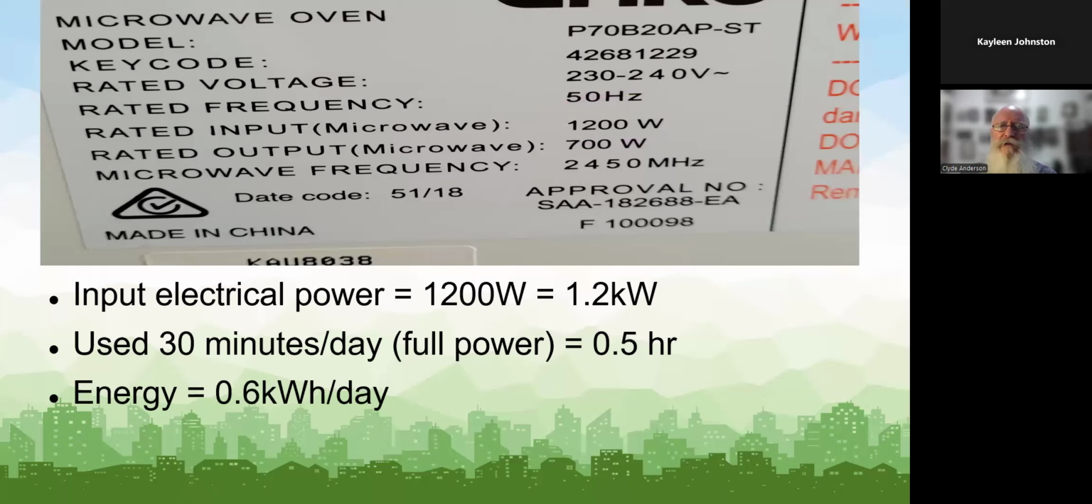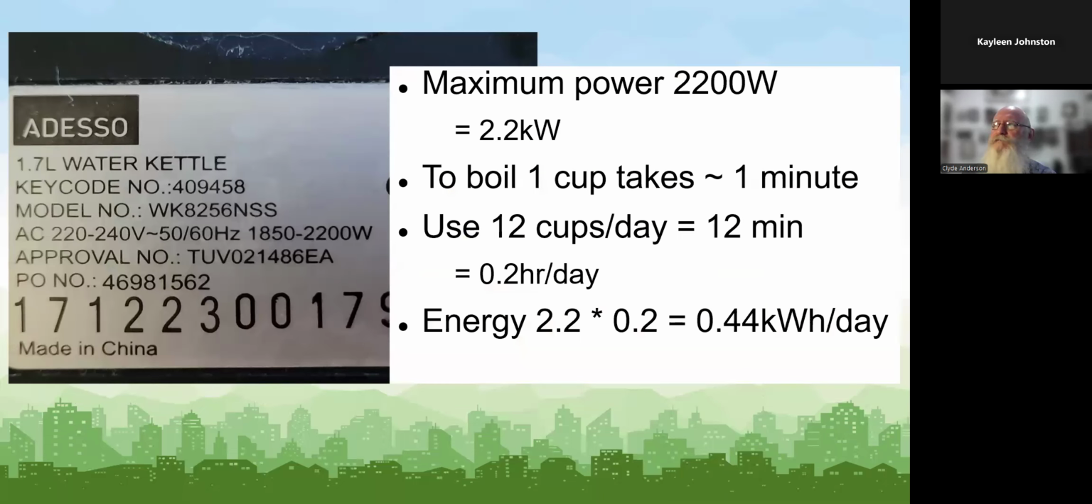Let's have a look at a kettle. This one's a really straightforward one. For a kettle, down here, maximum power use is our variable range because we have a variable voltage. So let's go for the maximum, 2200 watts or 2.2 kilowatts.